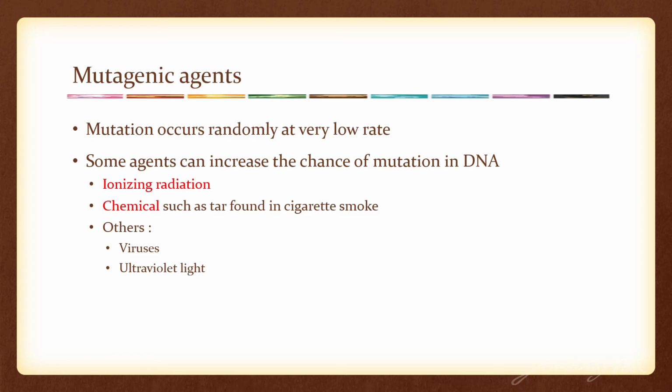But anyhow, for all intents and purposes, for your O-level, if they come out with this question, what are the factors that increase the risk of mutation? Just write ionizing radiation and chemical, and you will get the 2 marks. And this will be all for the lesson on mutation.